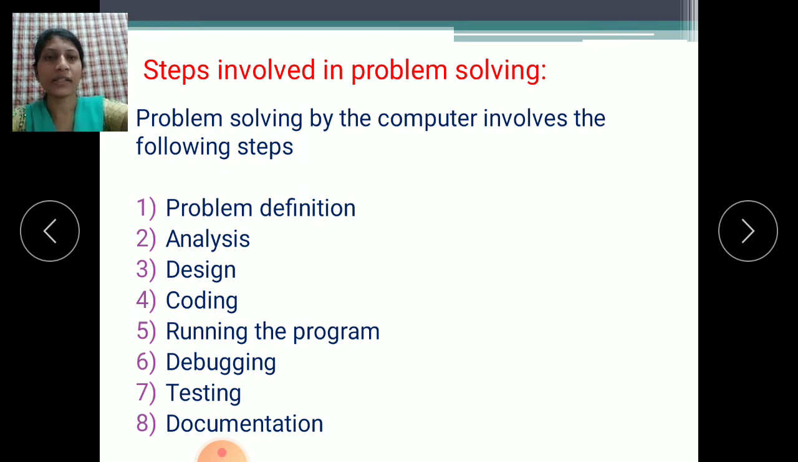Then the fifth one is running the program. After finishing your coding, that is, after completing the writing of the code, we should run the program on the computer.